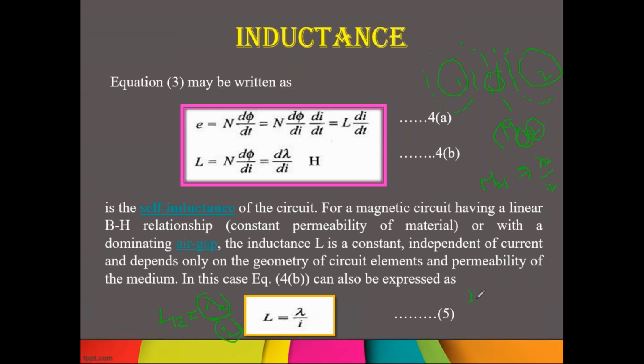Alage, if you want to write the inductance of 2-1, you can write lambda 21 divided by I1. So this is the indication. The first number denotes the conductor number, and the second one is the current number. Okay na? ఈ రెండు బాగా గుర్తు పెట్టుకోండి.